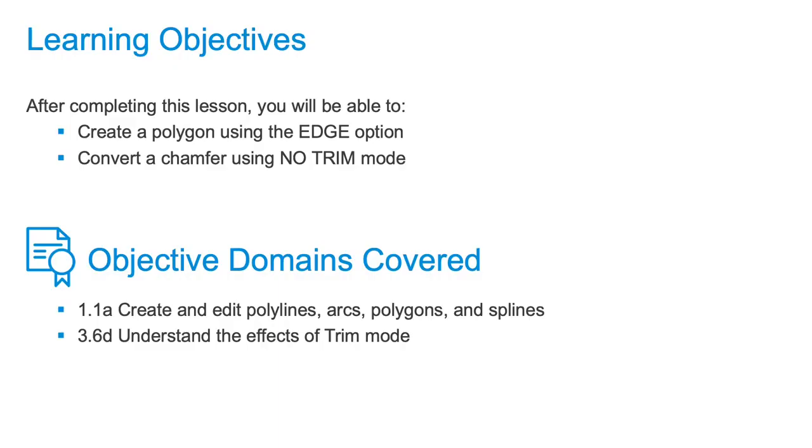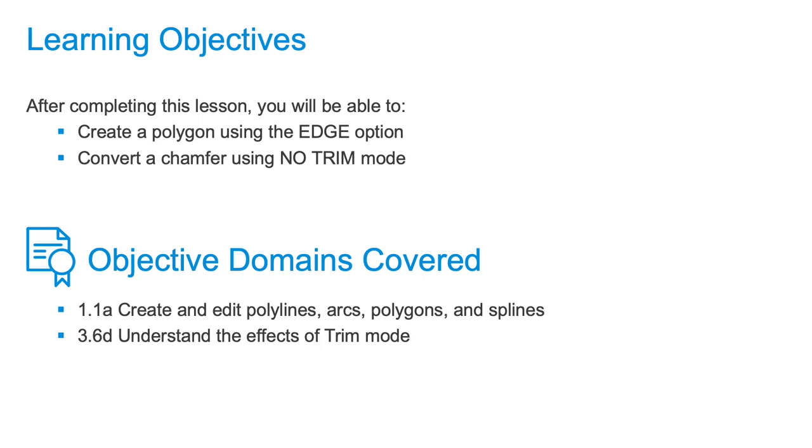We're going to be talking about how to create and modify polygons. The polygon tool is quite useful because it allows you to create a shape consisting of more than one line with just a few mouse clicks and data entries. I'm going to be editing my polygon using the chamfer tool. I'm going to be using some of the more advanced options for chamfer, like no trim.